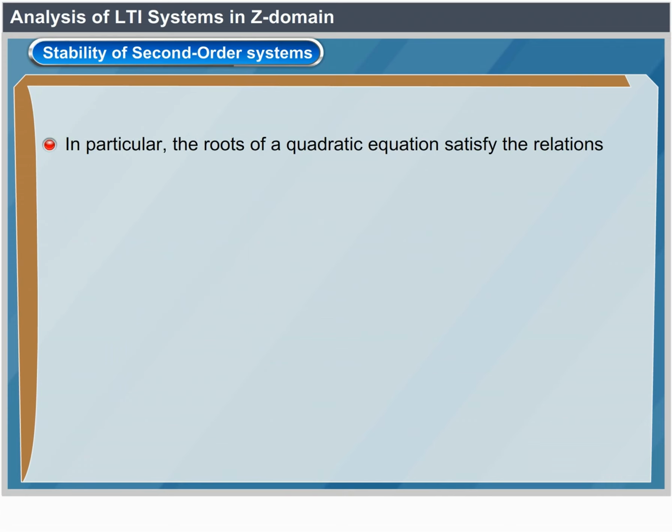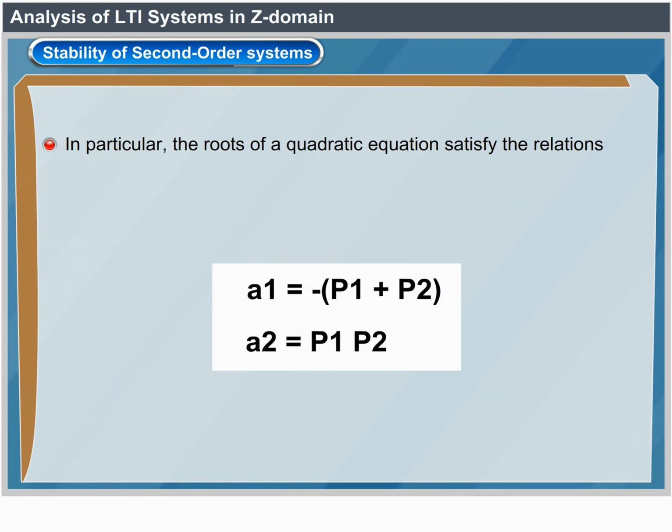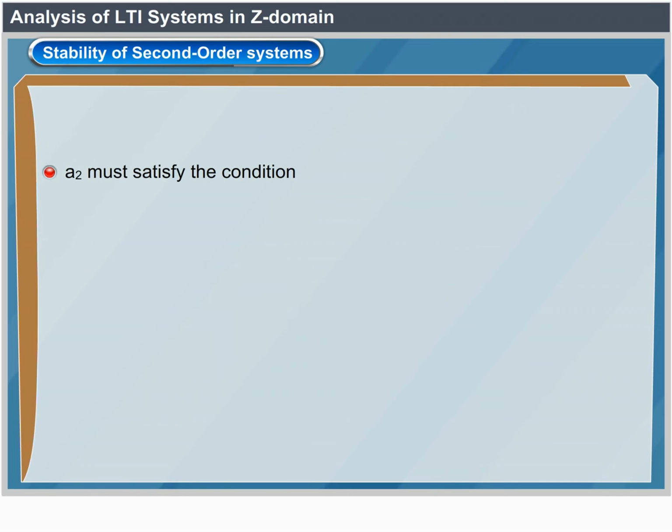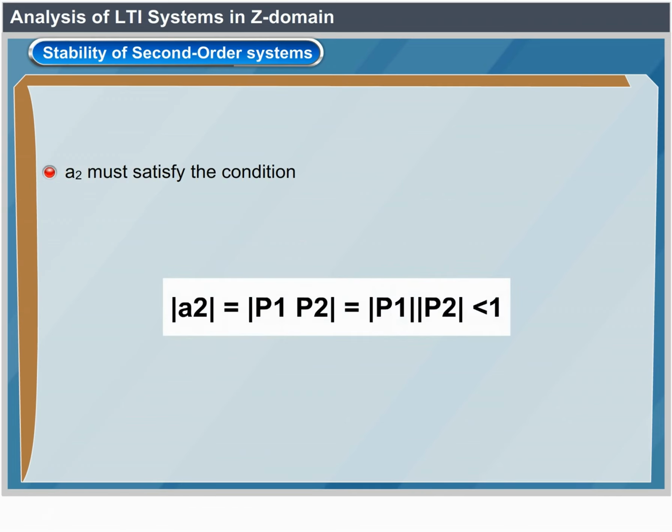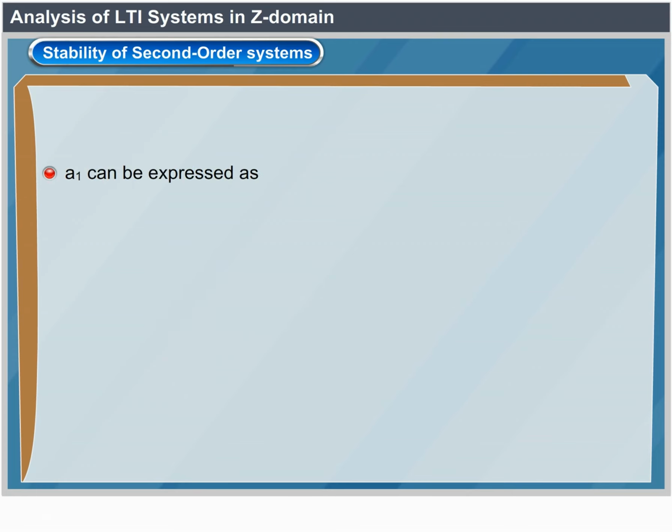In particular, the roots of a quadratic equation satisfy the relations a1 equal to minus of (p1 plus p2), a2 equal to p1 into p2. a2 must satisfy the condition modulus of a2 equal to modulus of p1 p2 equal to modulus of p1 into modulus of p2 less than 1. a1 can be expressed as modulus of a1 less than 1 plus a2.